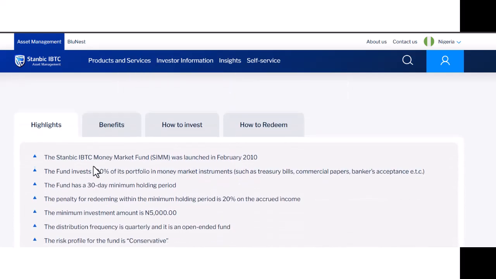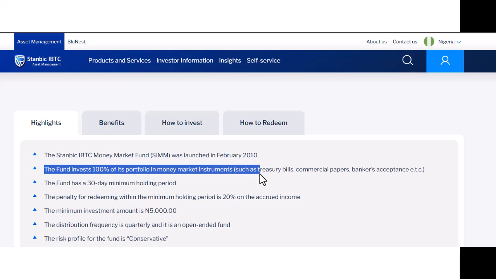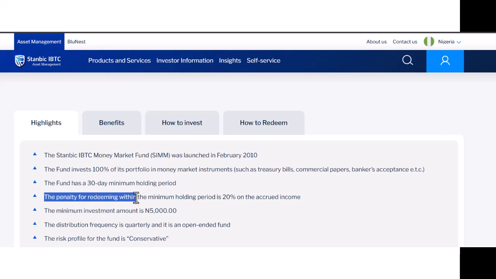So scrolling all the way down, we have the highlights, the benefits, how to invest, and how you can also redeem. For the highlights, the Stanbic IBTC Money Market Fund was launched in February 2010. The fund invests 100% of its portfolio in money market instruments such as treasury bills, commercial paper, bankers acceptance, etc. The fund has a 30 days minimum holding period before you can withdraw. Then the penalty for redeeming within the minimum holding period is 20% on the accrued income.